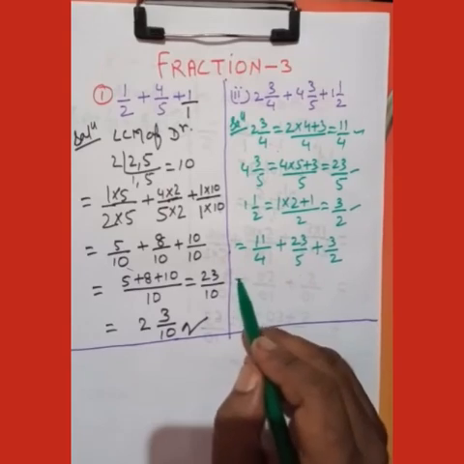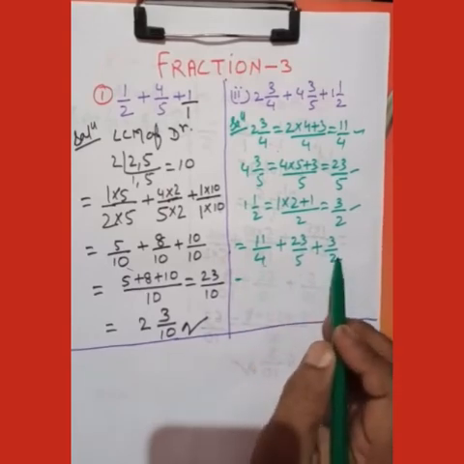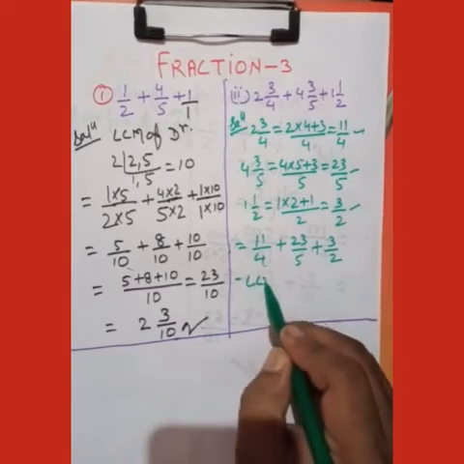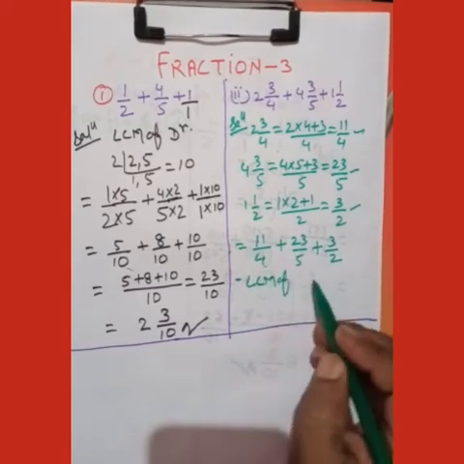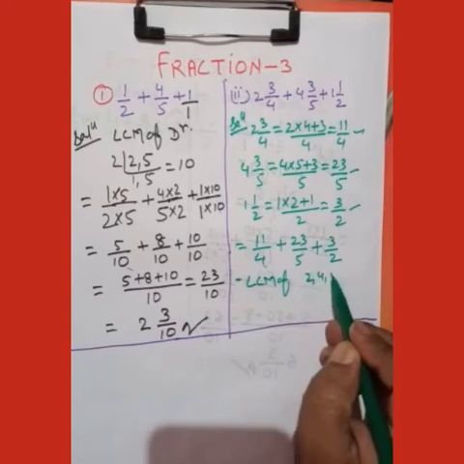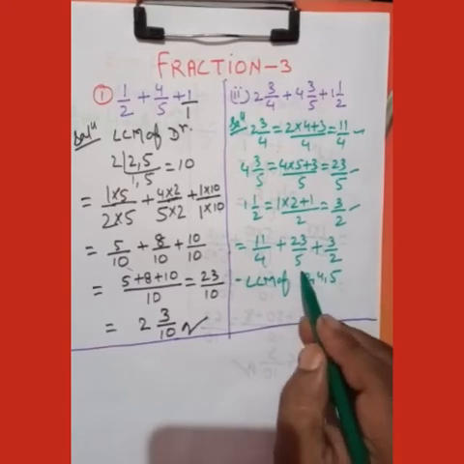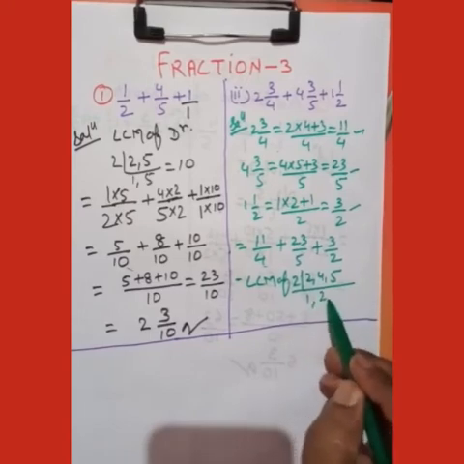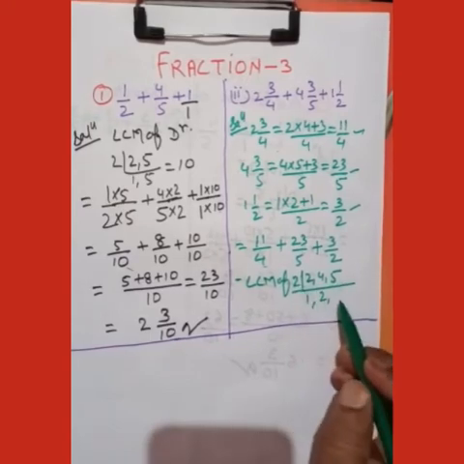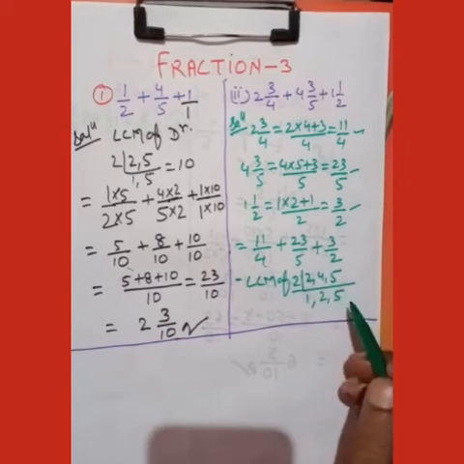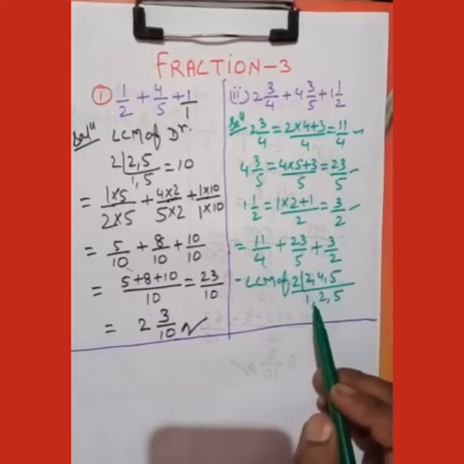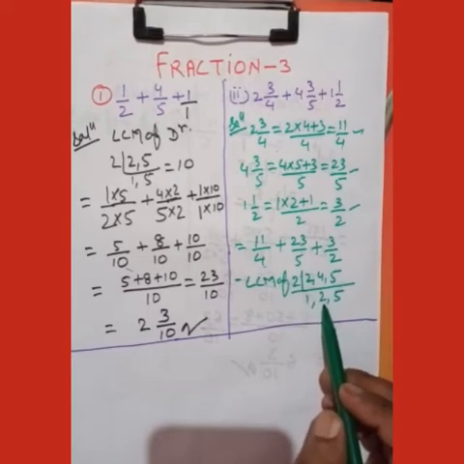Now what we see here, all the denominators are different, so we have to take the LCM of 2, 4 and 5. Now take the LCM. 2 1s are 2, 2 2s are 4, and 5 is not divisible by 2, so we will write it as it is. Now see, no common factor is over here with which we can divide it.